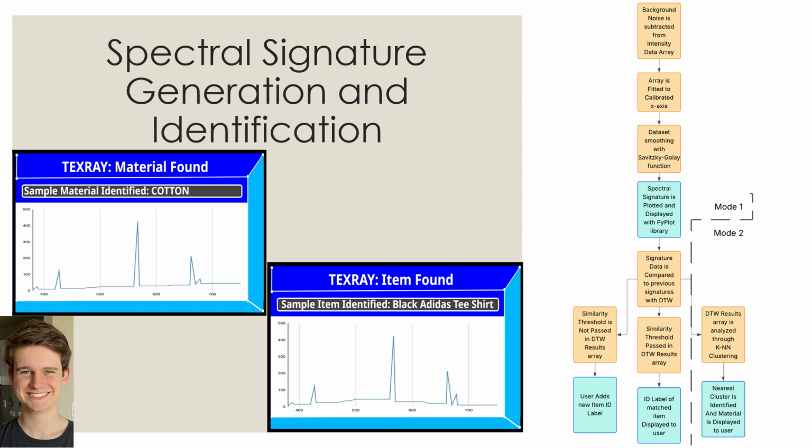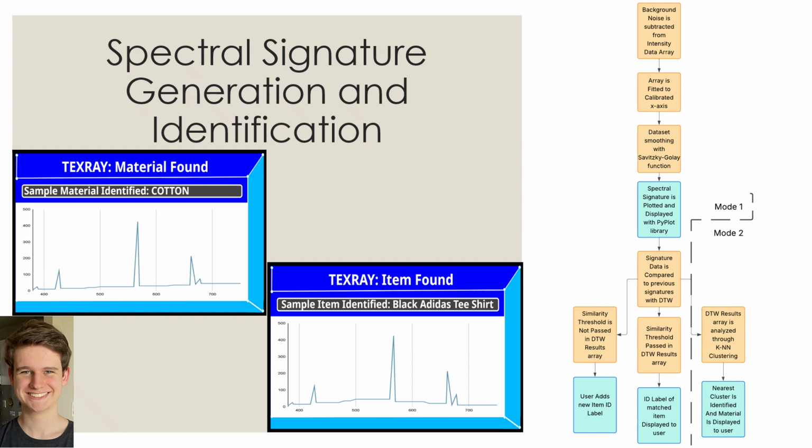This is done after first fitting the data to a calibrated wavelength axis, subtracting the background noise from the dataset, and finally smoothing the results using a Savitzky-Golay function available in the SciPy library. The finalized signature data is then used for comparison against previous signatures through dynamic time warping, and the resulting array of comparison values is analyzed to produce the final result of the system.